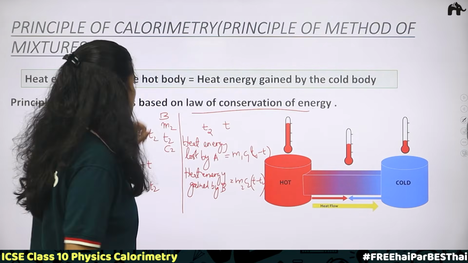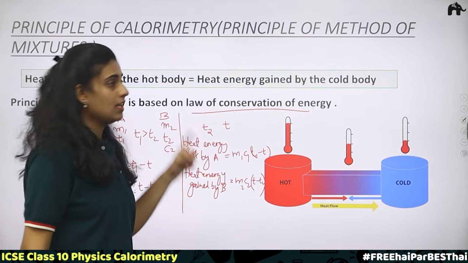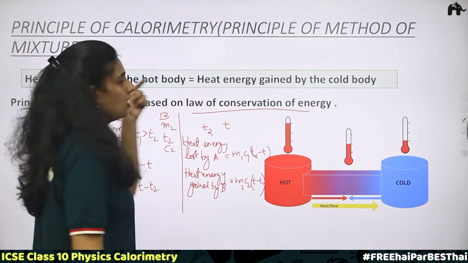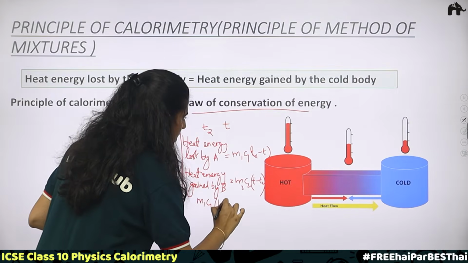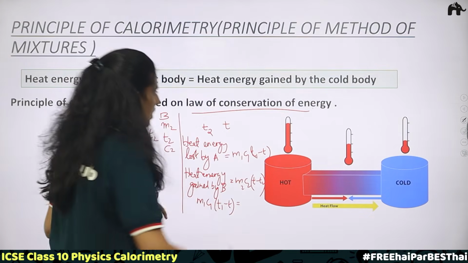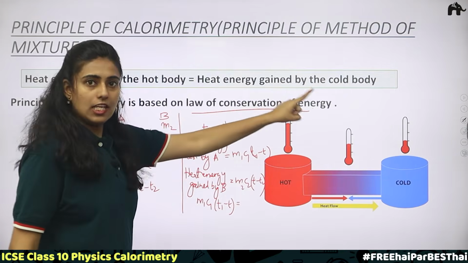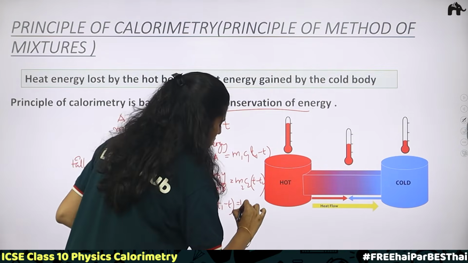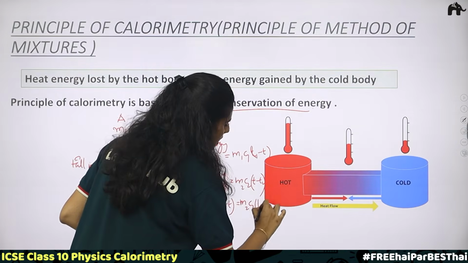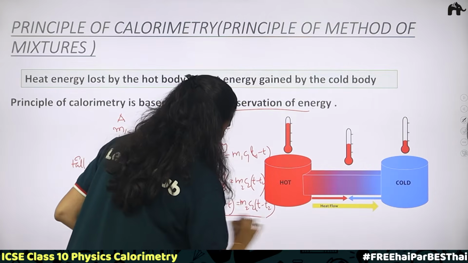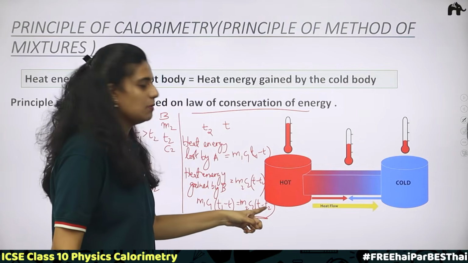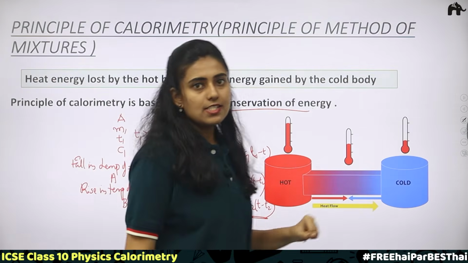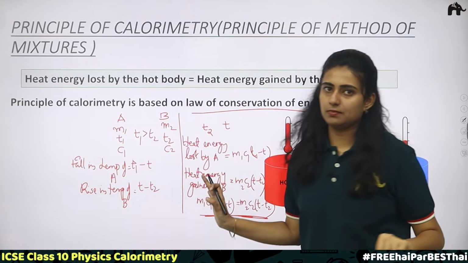Then according to the principle of calorimetry, we will be having heat energy lost by hot body, that is M1 C1 (T1 minus T), equal to heat energy gained by the cold body, that is M2 C2 (T minus T2). M1 C1 (T1 minus T) is equal to M2 C2 (T minus T2). Clear? So this is the principle of calorimetry.